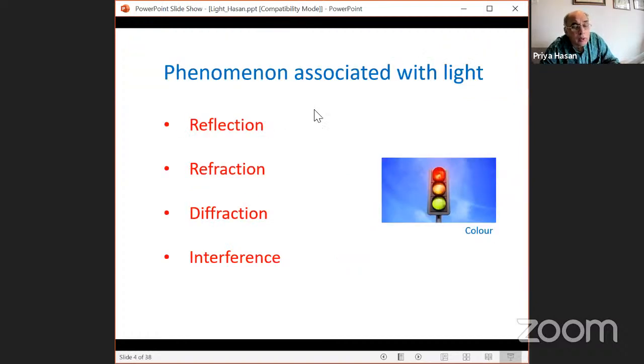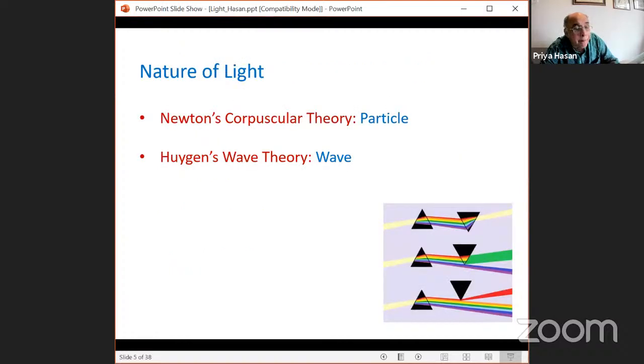And the phenomena associated with light, which we are familiar with, are reflection, refraction, diffraction, interference, and so on. And then we also notice that light has different colors. You have red, blue, green, and so on. Okay, so coming to what is the nature of light.